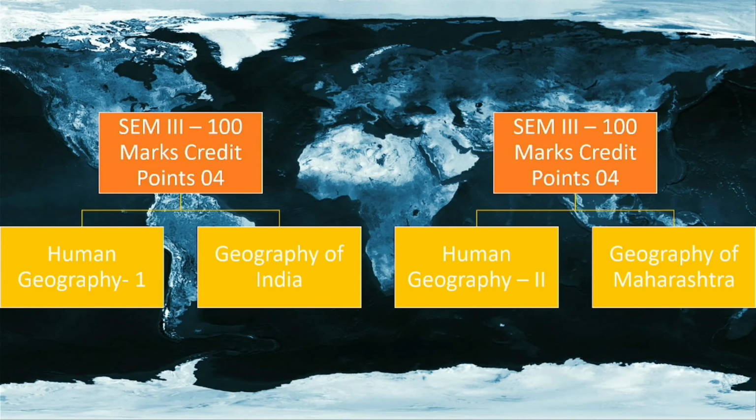Moving ahead to BA Geography Part 2, that is Sem 3 and Sem 4. Sem 3 offers you 2 courses, each course carries 4 credit points. The total marks for each course amount to 100. Sem 3, Human Geography, paper number 1, total marks 100, credit points 4. Geography of India, total marks 100, credit points 4. Sem 4 introduced 2 courses, Human Geography, total marks 100, credit points 4, and Geography of Maharashtra, total marks 100, credit points 4.